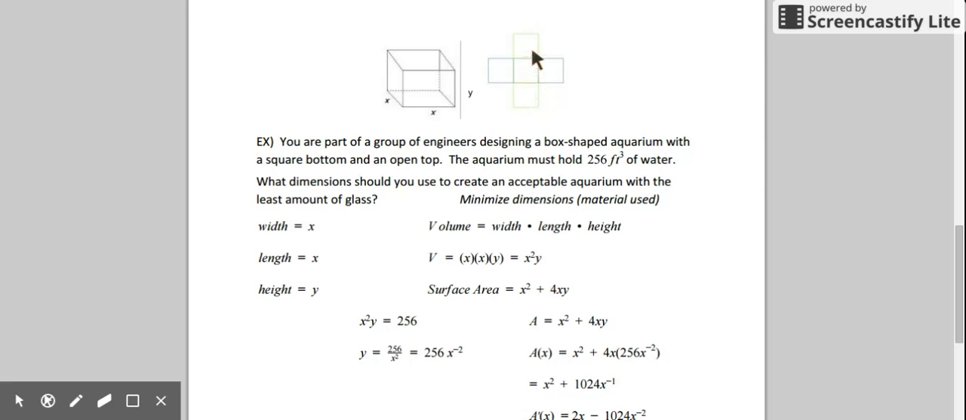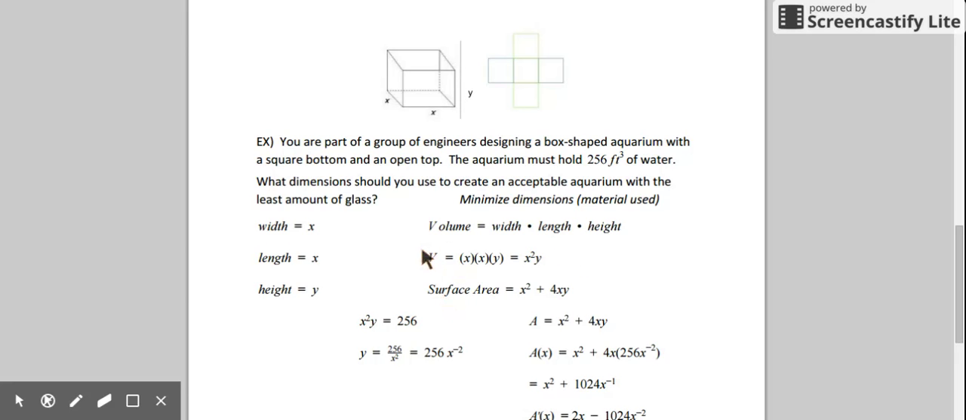So let's think about what the surface area of this material is. We know we have a square bottom. So I have an x by x base. So that would be x squared for that area. But then for the sides, we have a height of y and a length of x. So the area of these four sides would be x times y. So we have 4xy's. So the full surface area would be x squared plus 4xy. The volume of this shape would be x times x times y, or x squared times y, width times length times height.